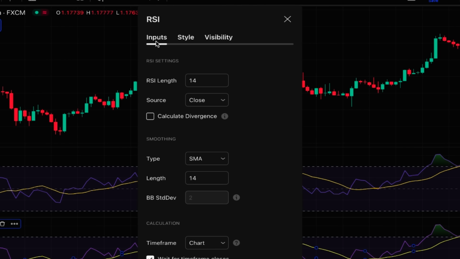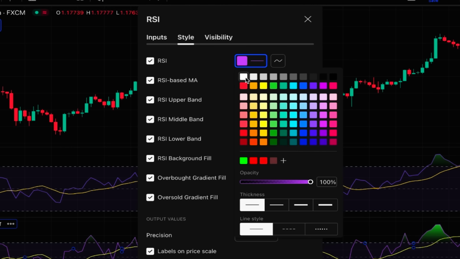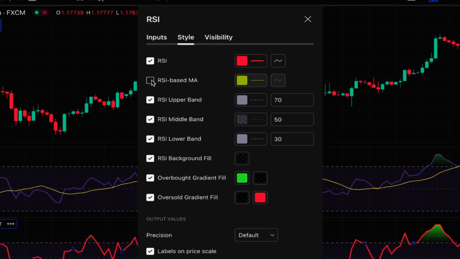First, for this RSI at the bottom, we go to the settings of the indicator, and here in the inputs tab, for RSI length we set it at 5, and then in the style tab for RSI line we change the color to red, and we also increase the thickness, and then except the RSI line we remove everything that we have here.